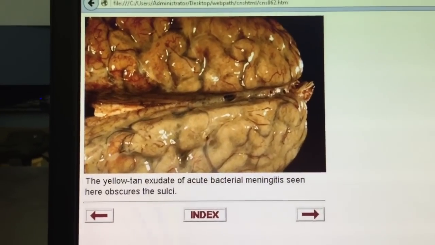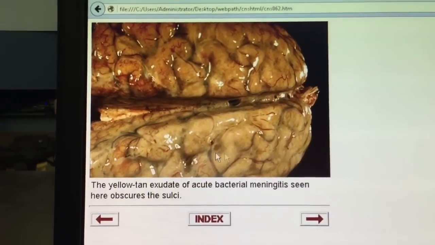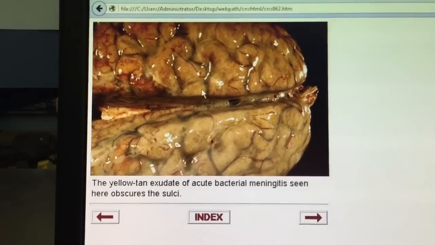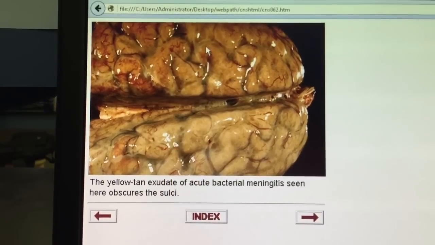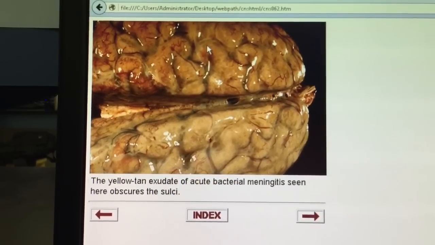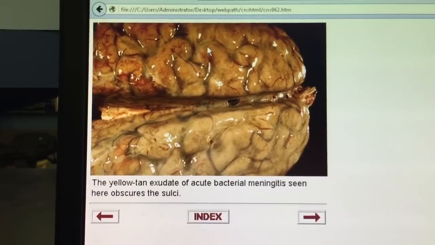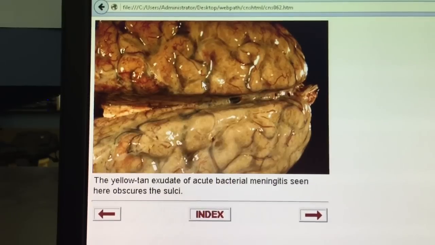Now shifting to infection. Here we can see exudate fluid that is obscuring the sulci. Why do we say exudate? Because it's not purulent. It's whitish, not whitish, it's yellow. So we are suspecting acute bacterial meningitis.